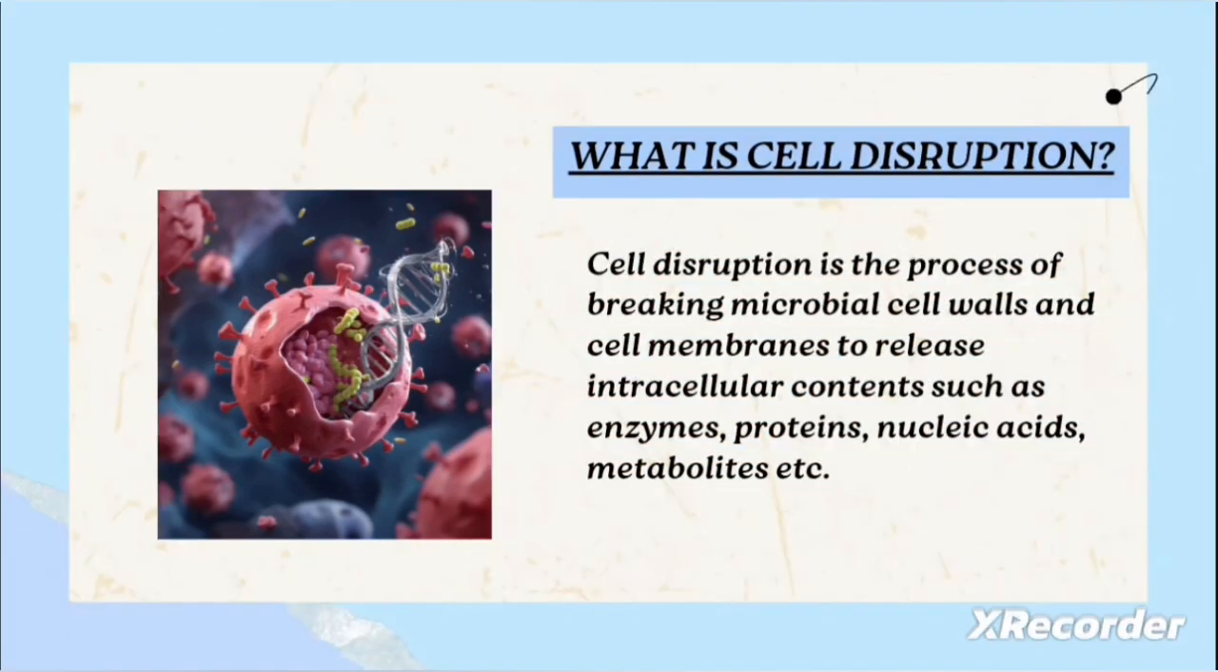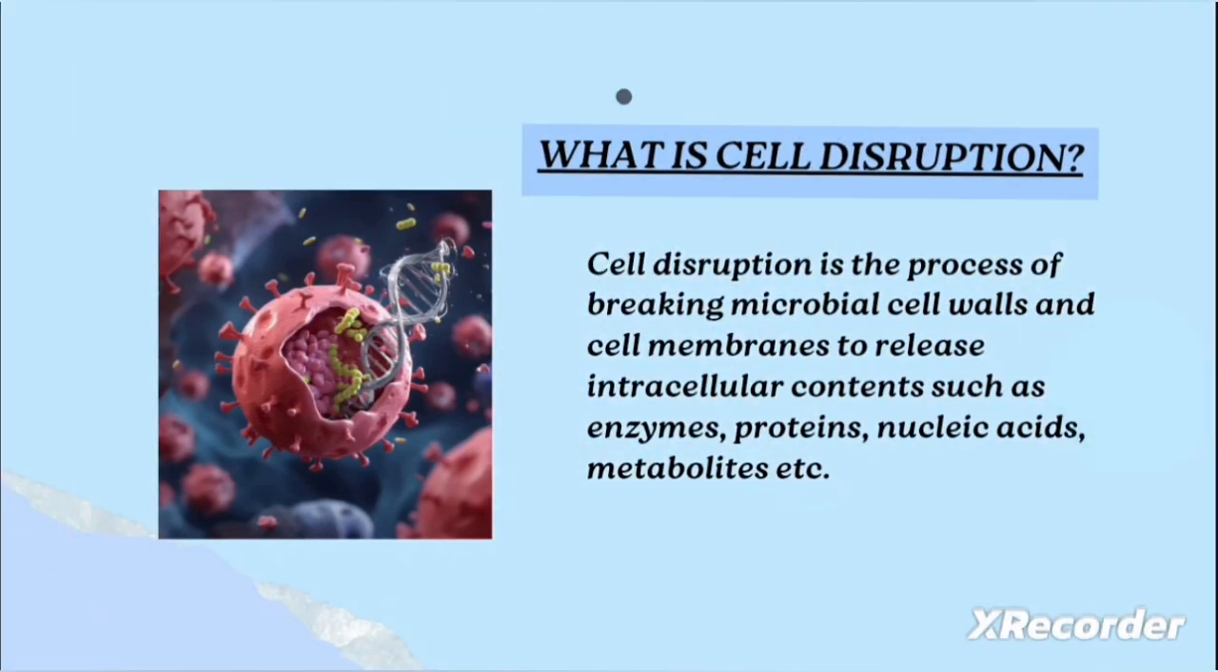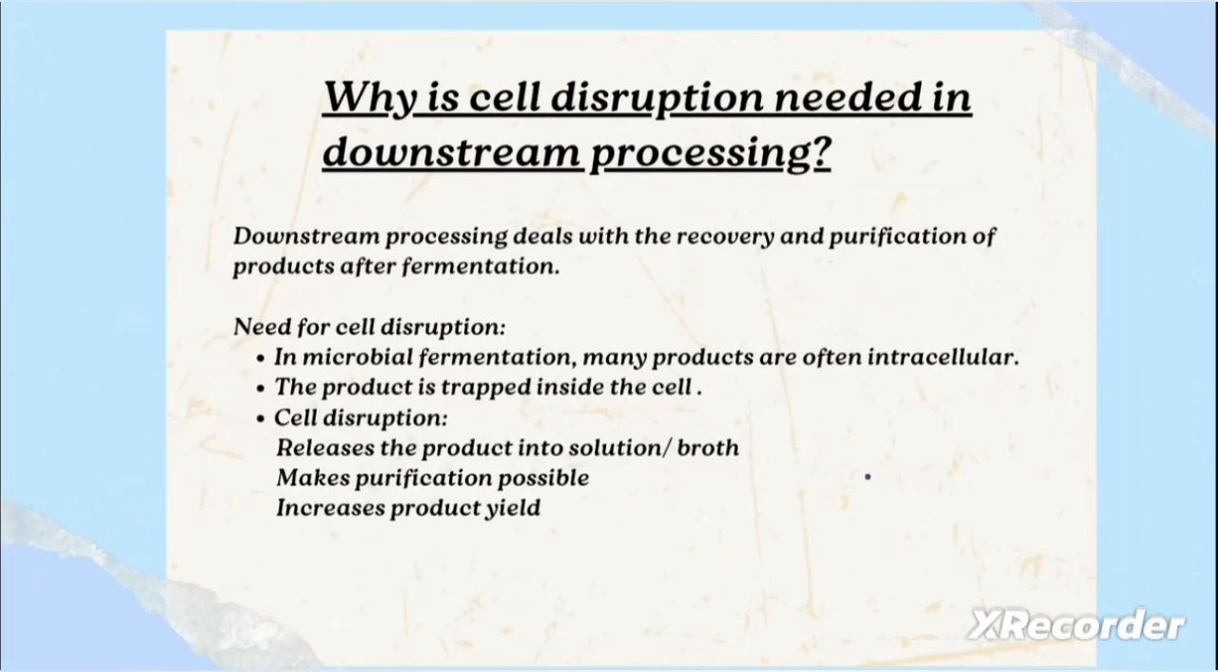Now, why do we need this cell disruption in downstream processing? First of all, what is downstream processing? So it is the final stage after the fermentation that deals with recovery and purification of the products after the fermentation. Now we all know that microorganisms are used to synthesize many valuable products like enzymes, proteins, various metabolites, etc.